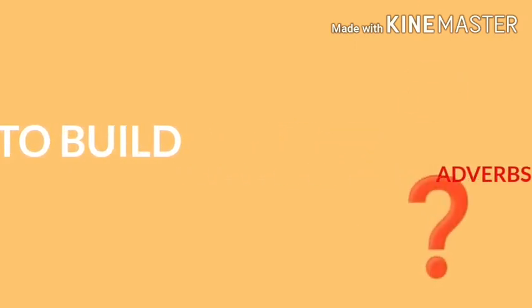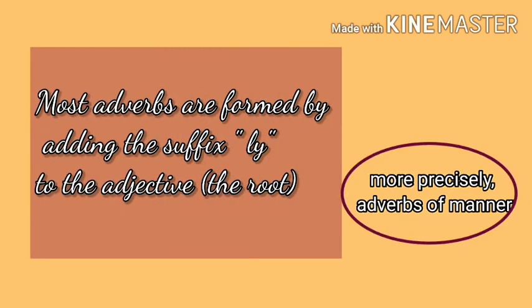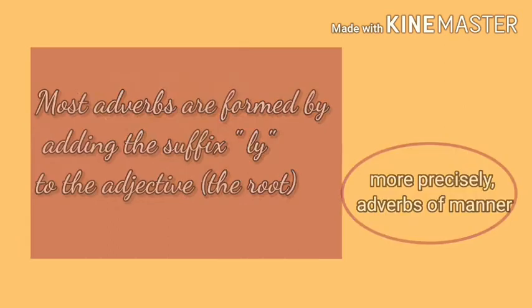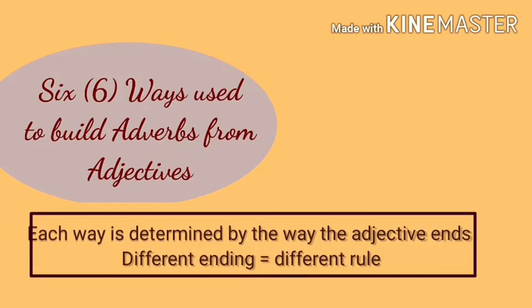Let's move now to how could we build adverbs. So, in fact, most adverbs are formed by adding the suffix "ly" to the adjective, which is the root. Now, six ways are used to build adverbs from adjectives, especially adverbs of manner. Each way is determined by the way the adjective ends, and so different endings lead to different rules.